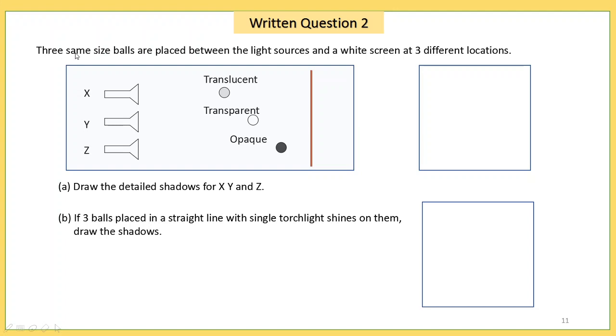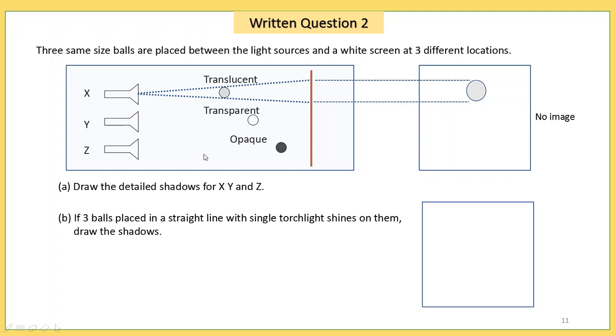Question 2. Three same-size balls are placed between the light source and a white screen at three different locations. Question A. Draw the detailed shadows for X, Y, and Z. For X, we draw two light rays passing through the translucent ball, and we know that translucent has some light passing through the ball, therefore we have a light shadow. For Y, because the ball is transparent, you can't see any shadow. Next is Z. Z is opaque, therefore the shadow will be darker.